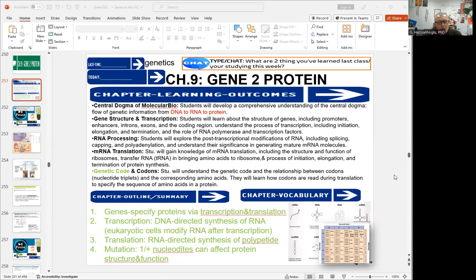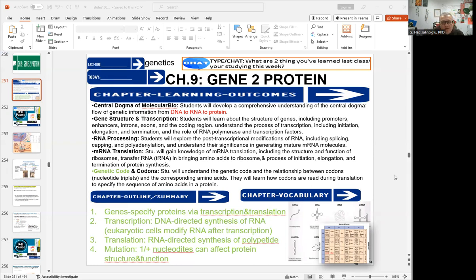The next topic is mRNA translation. We'll talk about the structure and function of ribosomes in this topic, and tRNAs and amino acids, and initiation, elongation, and termination again, in this case of protein synthesis. And then the genetic code. Always remember the genetic code is universal. For all living organisms, that means they use exactly the same genetic code and codons to convert them into proteins.